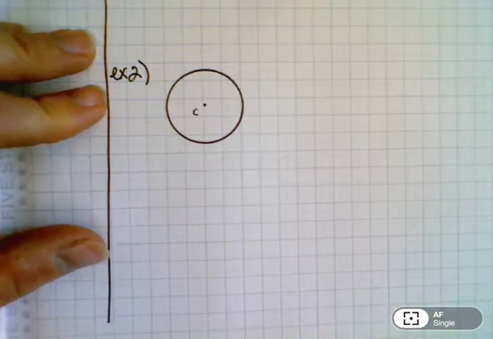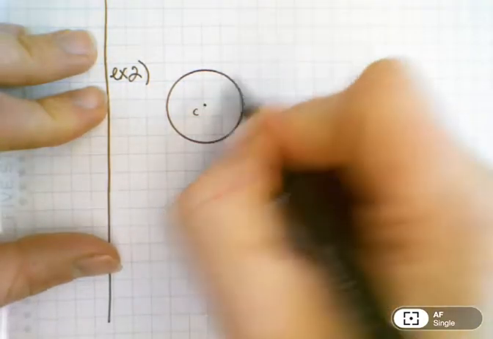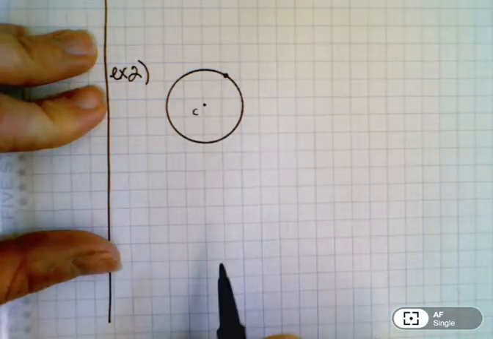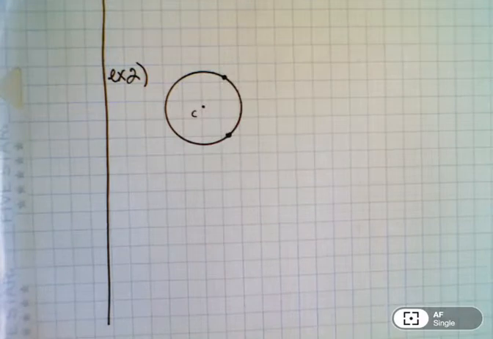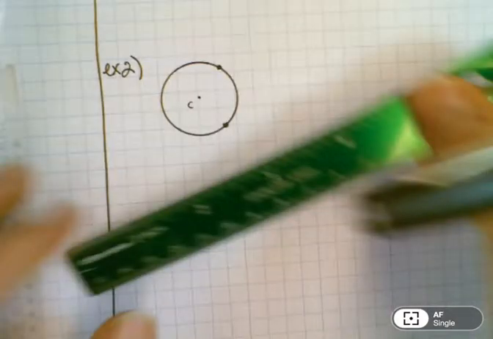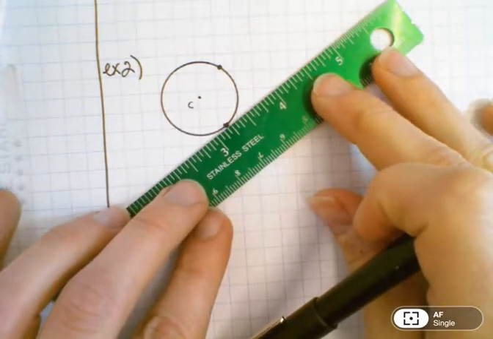And we are going to draw two tangent lines, one about there, one about there. And we're going to draw the circumscribed angle that's formed by these.